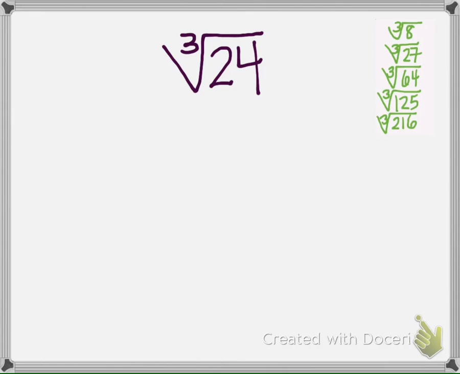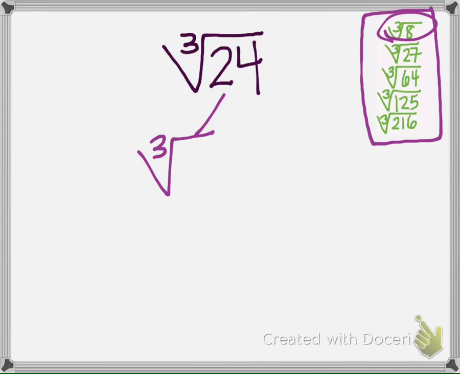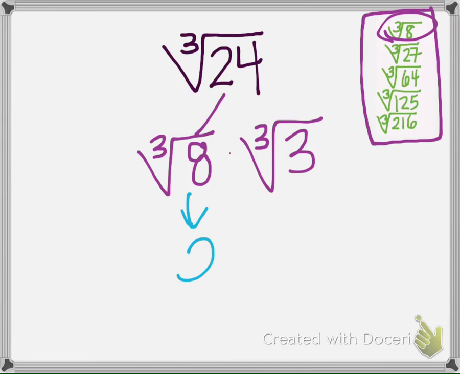Okay, now we have a cube root. So we need to look at our list of cube roots here that we can solve. And I know that 8 goes into 24. So I'm going to use the cube root of 8 times the cube root of 3. Well, the cube root of 8 is 2, so we get 2 times the cube root of 3.